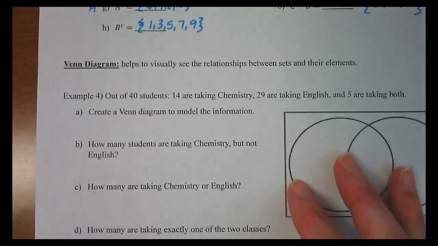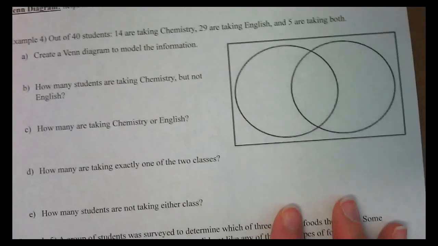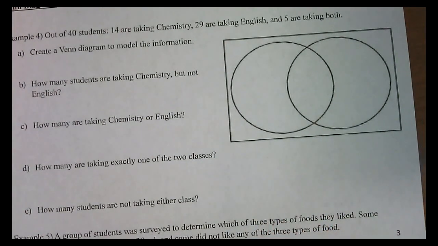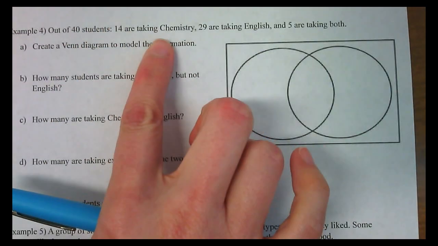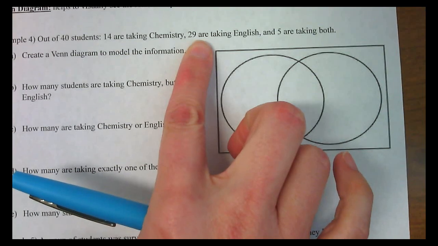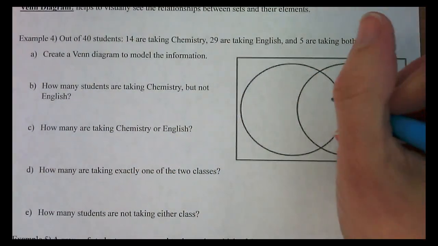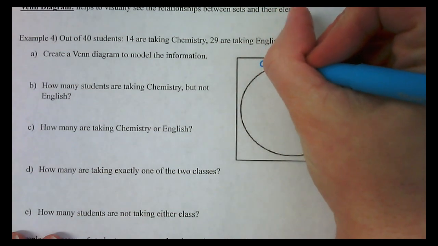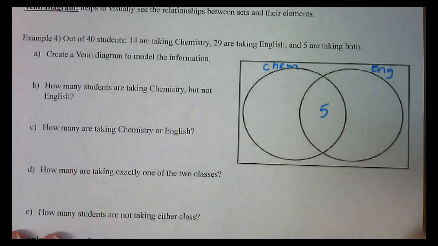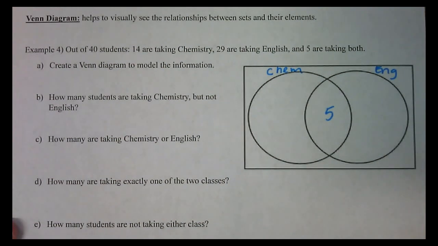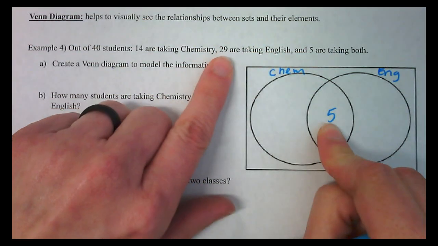Okay, our Venn diagrams. It says out of 40 students, so 40 is our total, 14 are taking chemistry, 29 are taking English, and 5 are taking both. In our last unit, we stressed that we wanted to start where both happen, so we've got a 5 in the middle. Okay, 5 are taking both, so now let's work backwards.